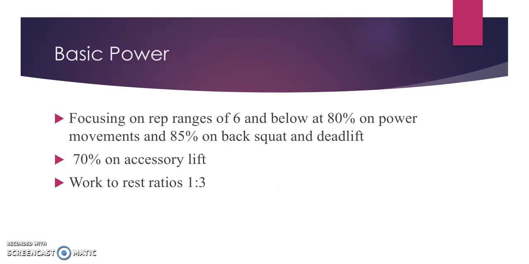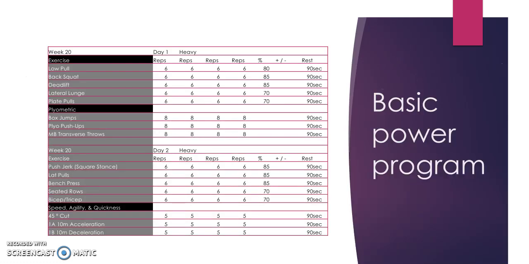For basic power, we will be focusing on rep ranges of 6 and below at 80% on power movements and 85% on back squat and deadlift, 70% on accessory lifts with work to rest ratios of 1 to 3. We will also have less than 150 foot and hand contacts for plyometrics.